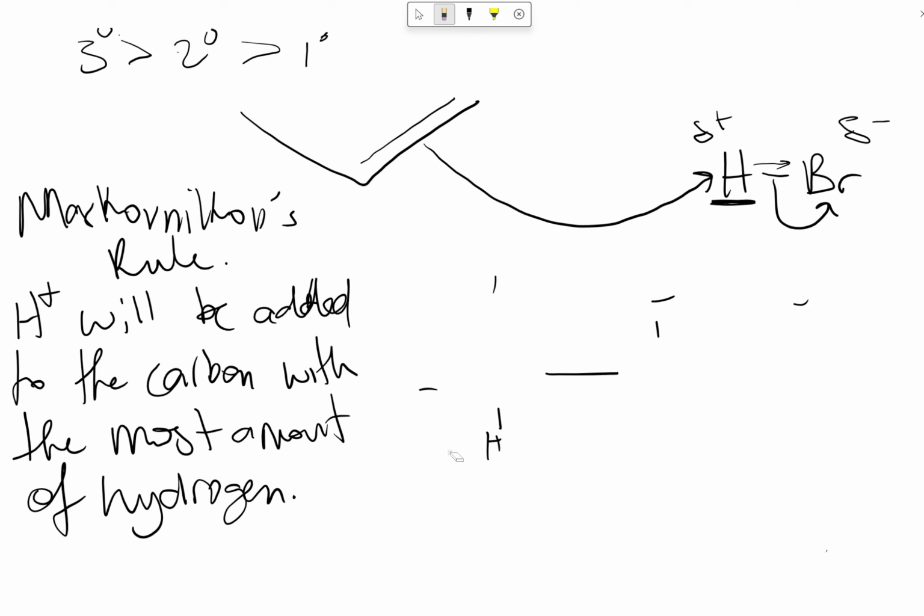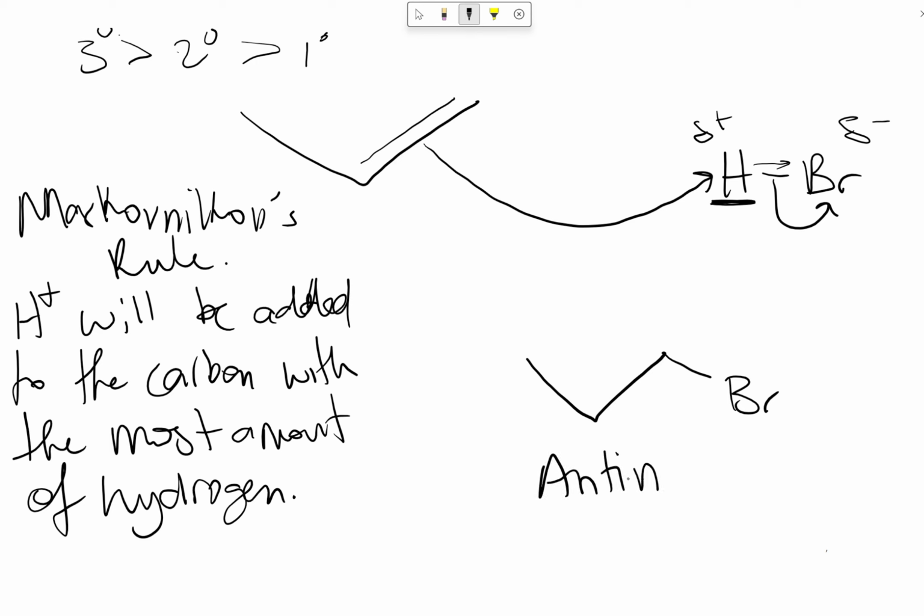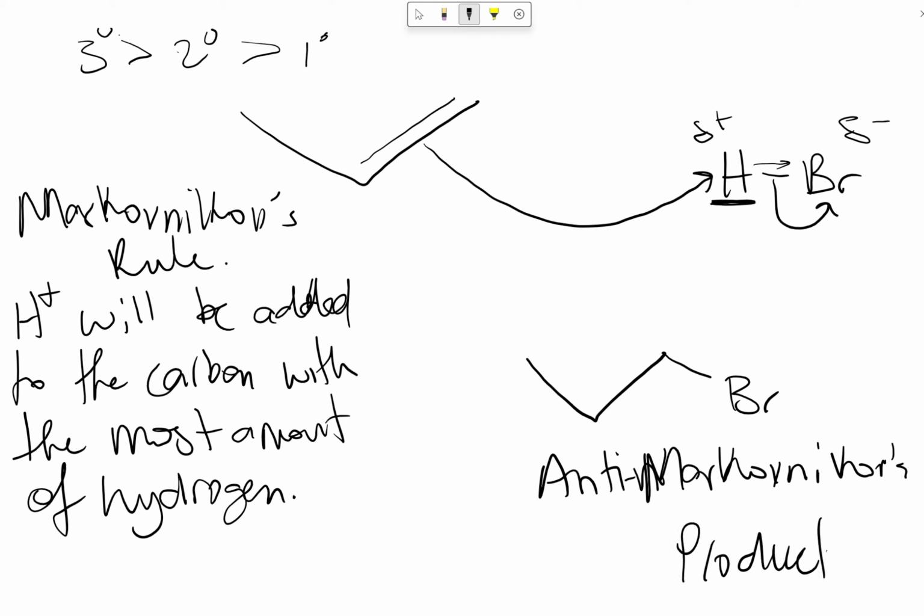So what we're going to end up with is this product. Well, it's not going to be looking like that, which is 1-bromopentane, right? So that is our anti-Markovnikov's product. Alright, so that's basically it.